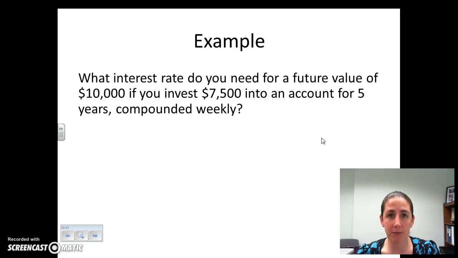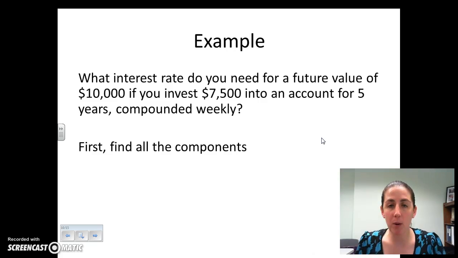Let's do another example. Now we're going to solve for a different variable. What interest rate do you need for a future value of $10,000 if we invest $7,500 into an account for 5 years, compounded weekly? So we're going to get an interest payment every week. We've found a bank that's going to give us an interest payment every week. We're going to leave this $7,500 in that bank account alone for 5 years. And at the end of the 5 years, we need $10,000. So what interest rate should we ask the bank to give us?